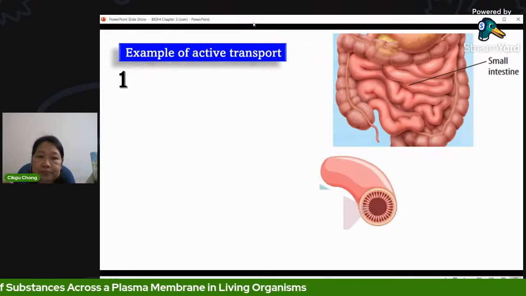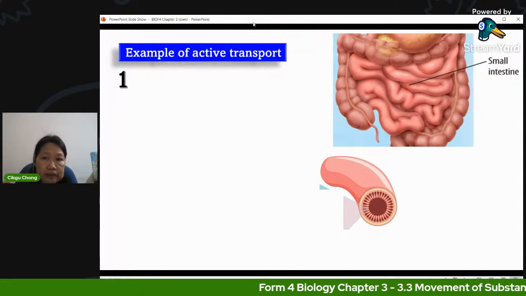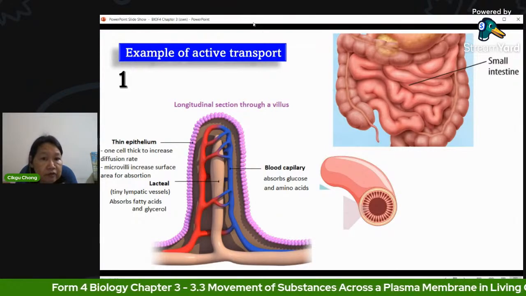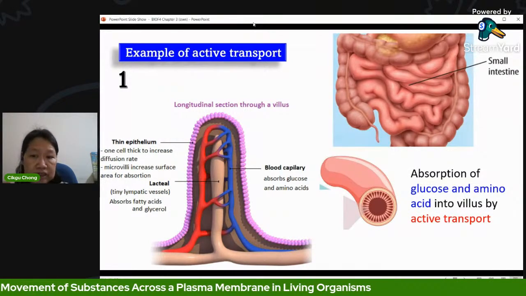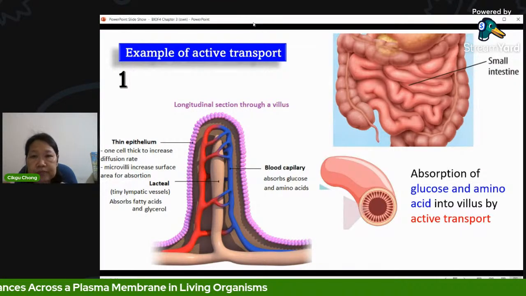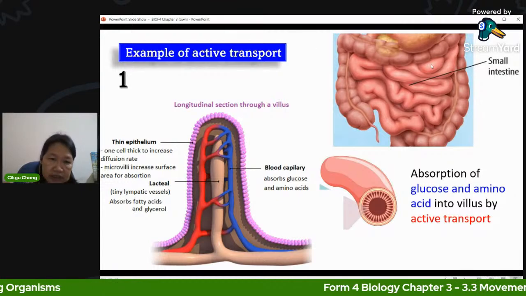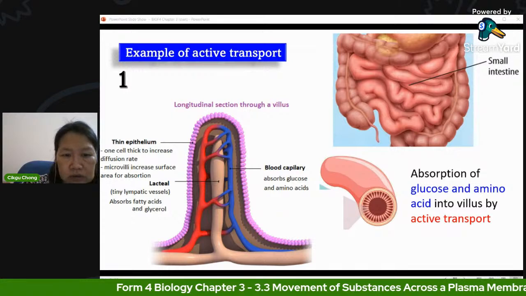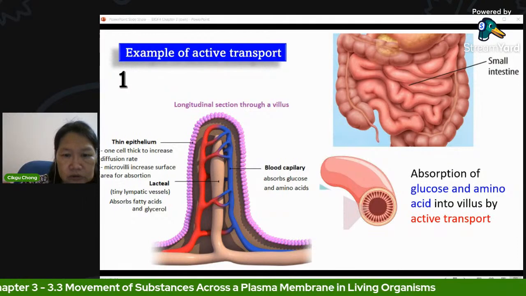Okay, so this is the same picture that I showed you just now. It looks like the same thing, but we're talking about a different substance now. Just now we were talking about fructose, the absorption of fructose through facilitated diffusion. Now we're referring to the absorption of glucose and amino acids into the villus by active transport. That means outside the villus here, you have glucose.